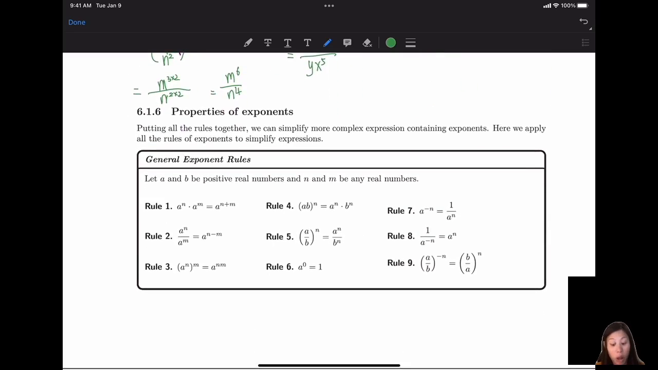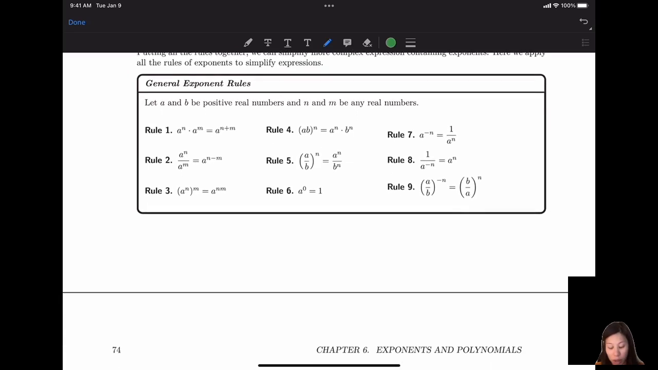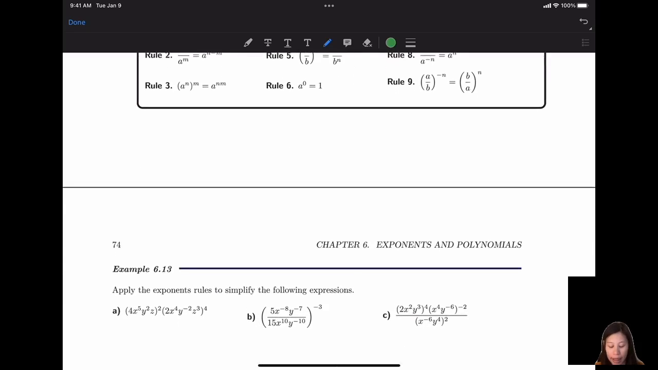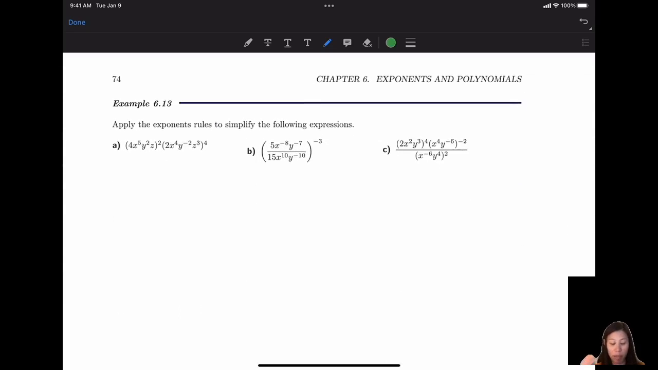Okay, so here are the properties of the exponents that we just learned today. And now let's do more examples. So in here, always parentheses first.